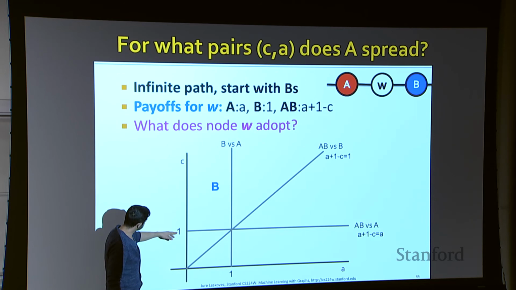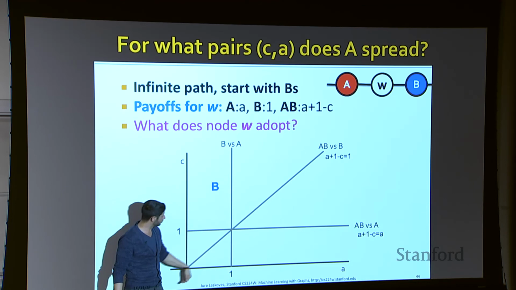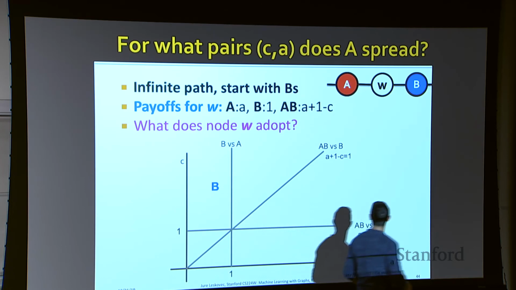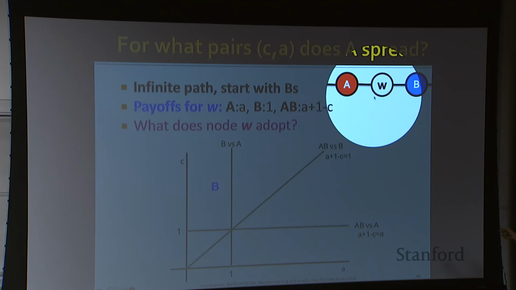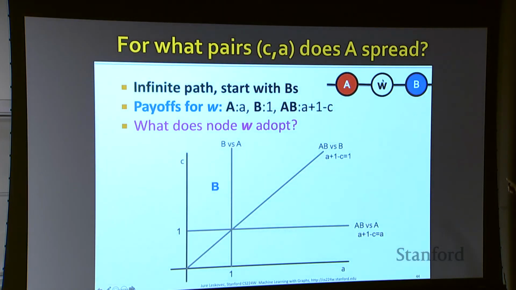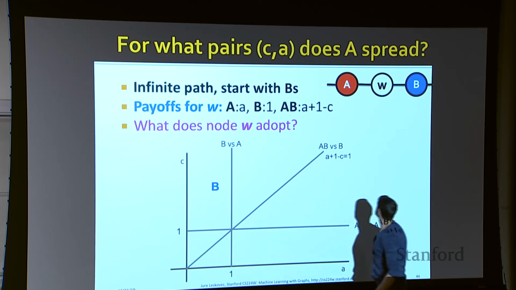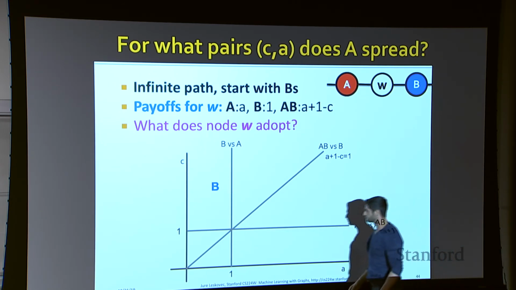When the cost is above 1 and the payoff A is smaller than 1, then the rational choice is to stay with B, right? So let's go up and think about this example again. I'm here. I have to make a choice for my node W. My payoff with B is fixed to 1. If I switch to A, my payoff will be smaller, because I'm on this side of the axis. And switching to AB would be even worse because I would be paying the cost C. So that's the first choice that we make.